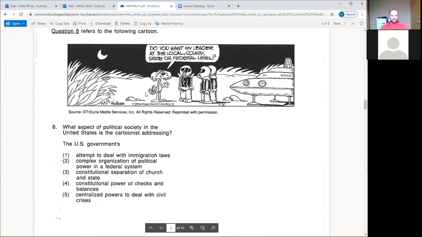But what is left is number two, complex organization of political power in a federal system, or number four, constitutional power of checks and balances. So I've ruled out those three without even really thinking about whether I understand the two that are left. I've just gotten that far by process of elimination.